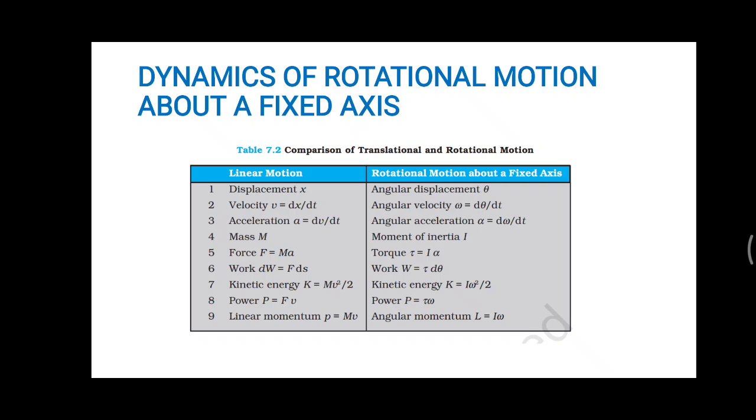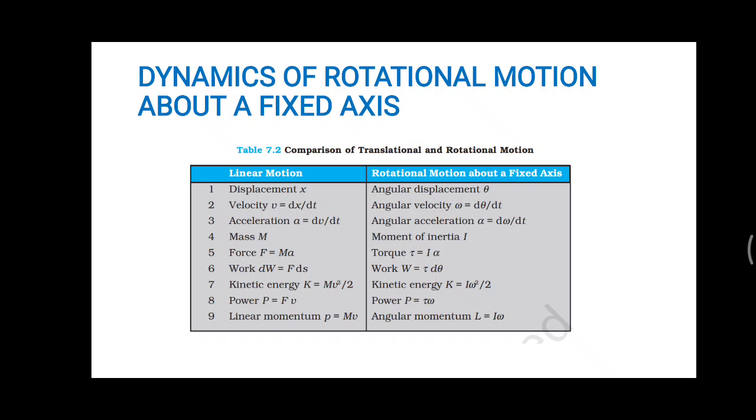Okay. Now work dW is F ds, force into the displacement, where ds is the instantaneous displacement. The work done in angular motion will be tau into d theta, the torque into the angular displacement. Now the kinetic energy K is equal to mv square by 2. In angular motion, instead of m you use I, and instead of v you use omega. So the kinetic energy in angular motion will be 1 by 2 times I into omega square.